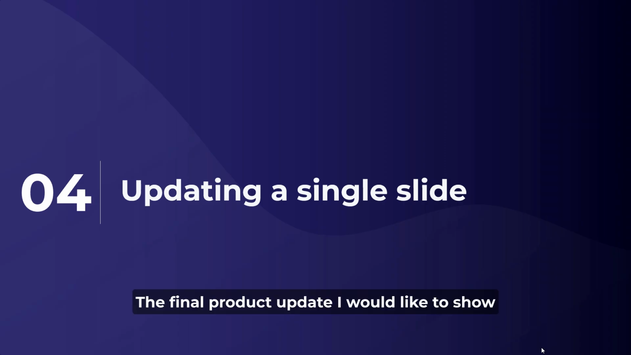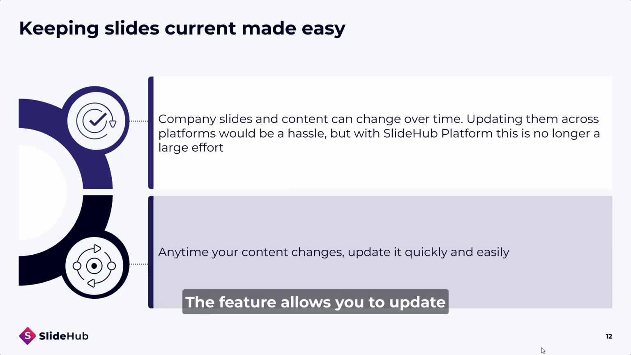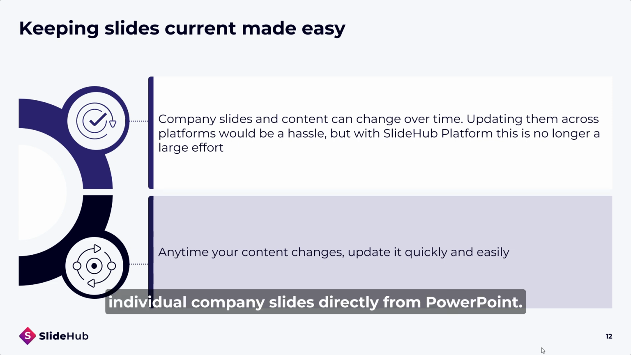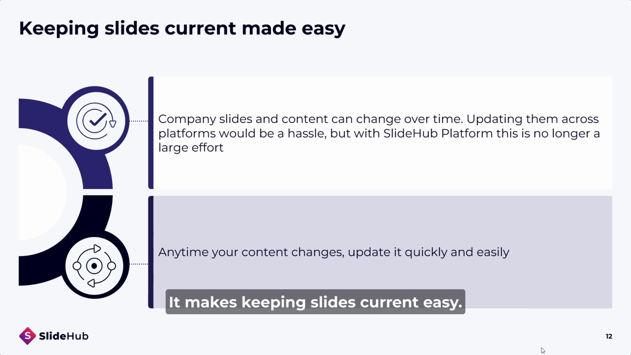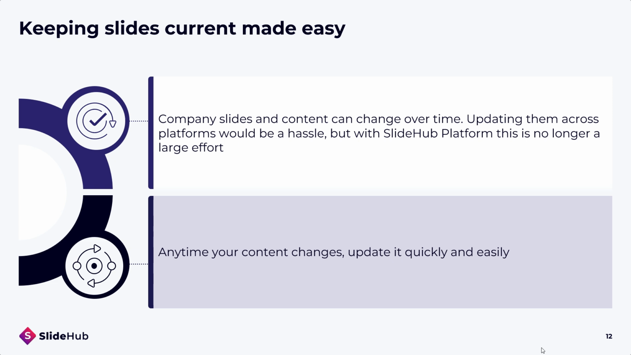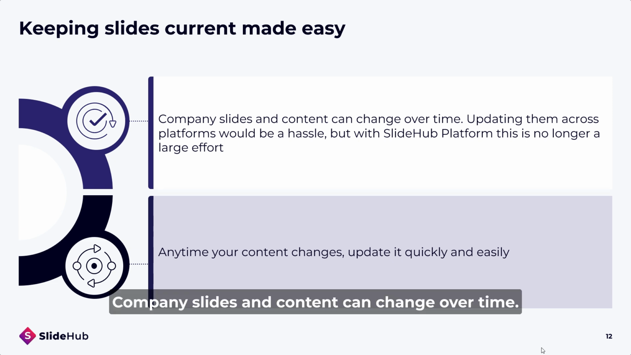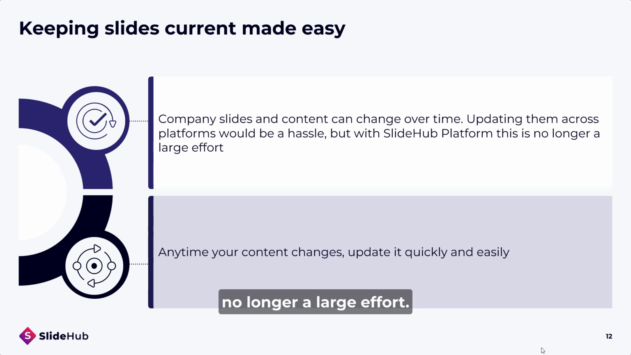The final product update I would like to show today is only accessible for users who have the manager/admin role in Slidehub Platform. The feature allows you to update individual company slides directly from PowerPoint. It makes keeping slides current easy. Company slides and content can change over time. Updating them across platforms would be a hassle, but with Slidehub Platform, this is no longer a large effort. Anytime your content changes, update it quickly and easily.